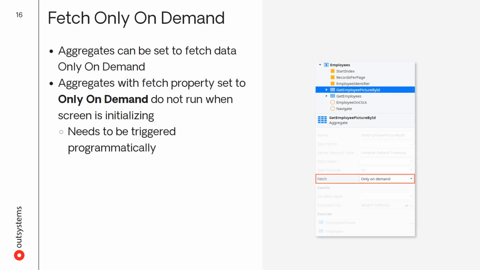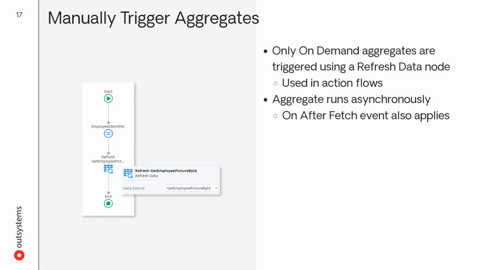This brings us to the second option on the fetch property, only on demand. By setting the aggregate to fetch data only on demand, initializing the screen will no longer trigger the aggregate. With this option, the aggregate needs to be triggered explicitly in the application logic, whenever it makes sense. To run these aggregates programmatically, we can use a refresh data element in a screen action flow, for instance. In this case, the aggregate will only run when the refresh data node is executed.